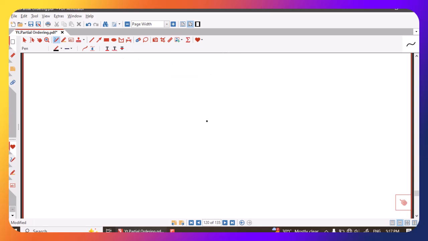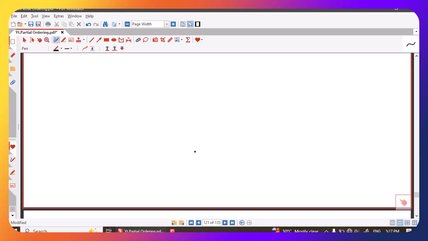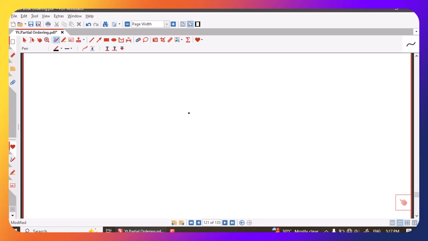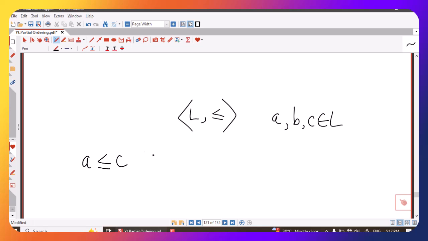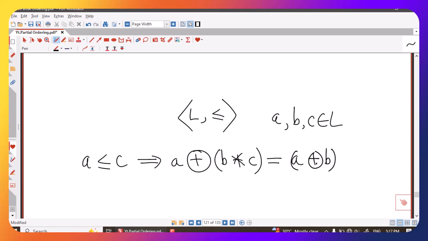So there are two standard examples of Boolean lattice. Next definition is modular lattice. Modular lattice means, suppose we have any lattice L, and if we take any three elements A, B, C in L, and suppose A is related to C, then this implies that if we consider the join of A and B star C, then this I can write as A join B star C. So we are changing the grouping here.